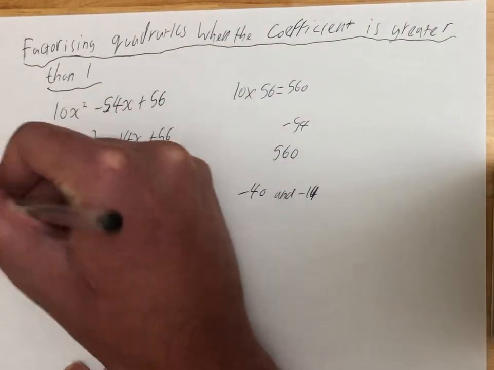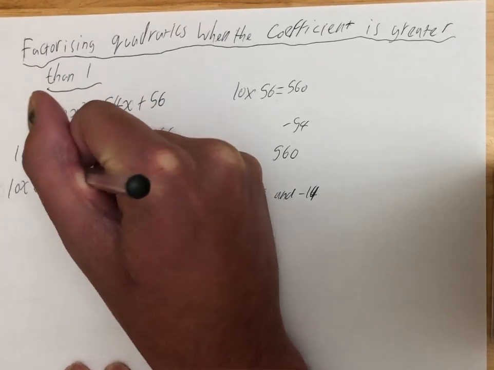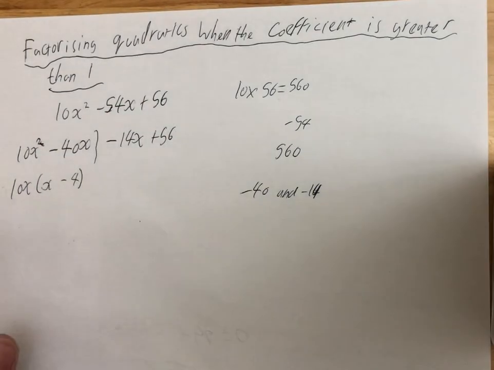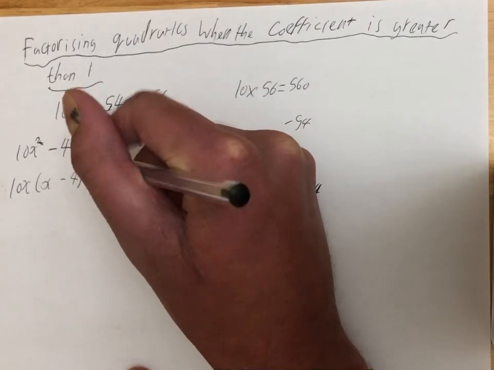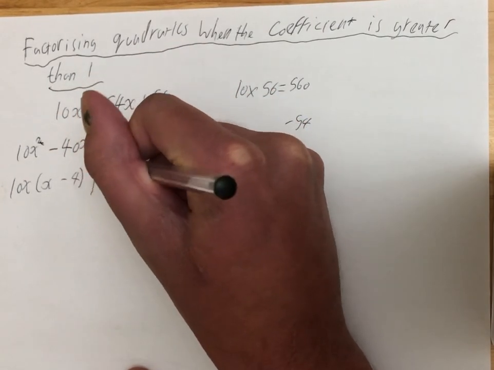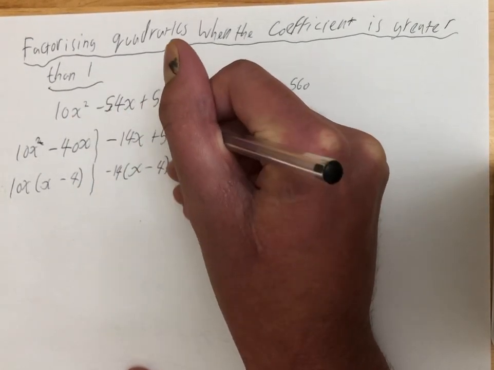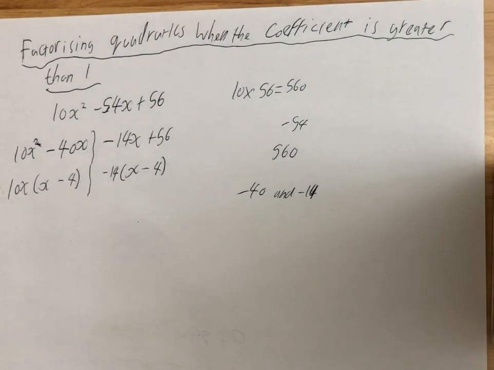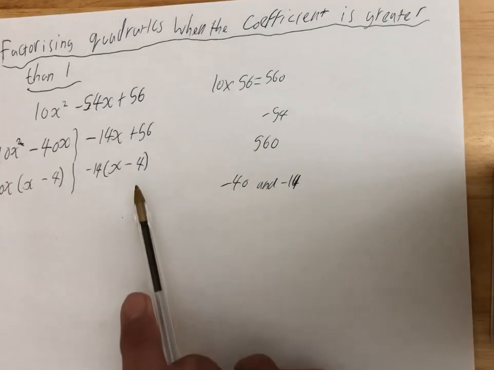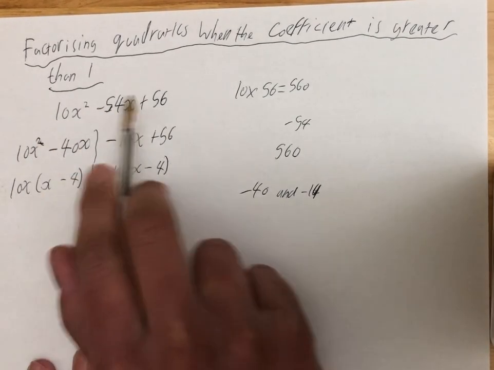So 10x, x minus 4, that's that factorized. And now we're going to factorize this, which would be minus 14 times x minus 4, because minus 14 times minus 4 would be plus 56, and minus 14 times x would be minus 14x. Now you may have noticed that these two are the same. Now this is necessary in order to actually factorize this equation as a whole.